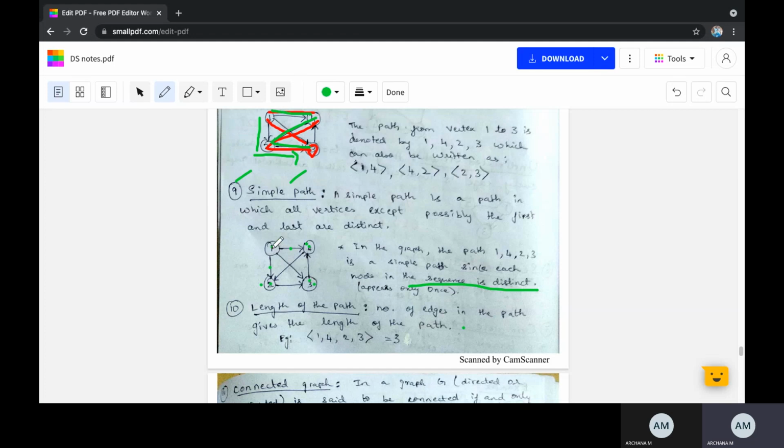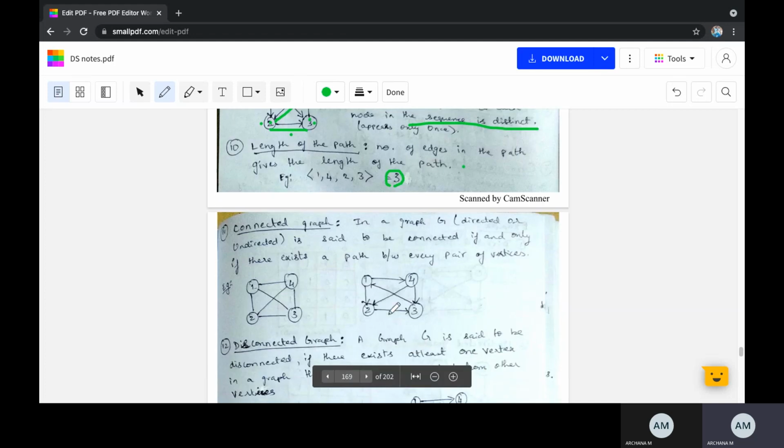For example, I'll travel from 1 to 3. So I'll go from 1 to 4, then 4 to 2, then 2 to 3. How many edges am I covering? 1, 2 and 3. That is the length of the path. Now look here, 1 to 4 I am coming, 4 to 2 I am coming, then 2 to 3 I am coming. How many edges am I covering? I am covering only 3 edges. So I have written 3 here. That is the length of the path.